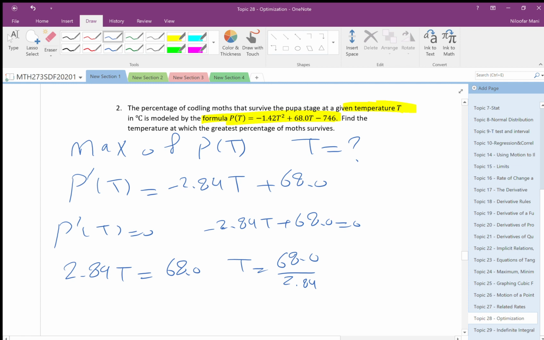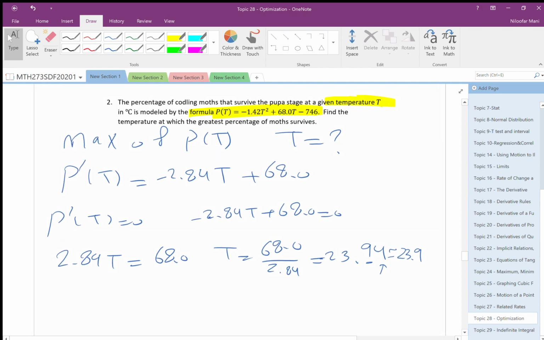So I do 68 divided by 2.84, which is 23.94. Okay, I can check that, yes, and with 3 significant digits, 23.9, so just Celsius.